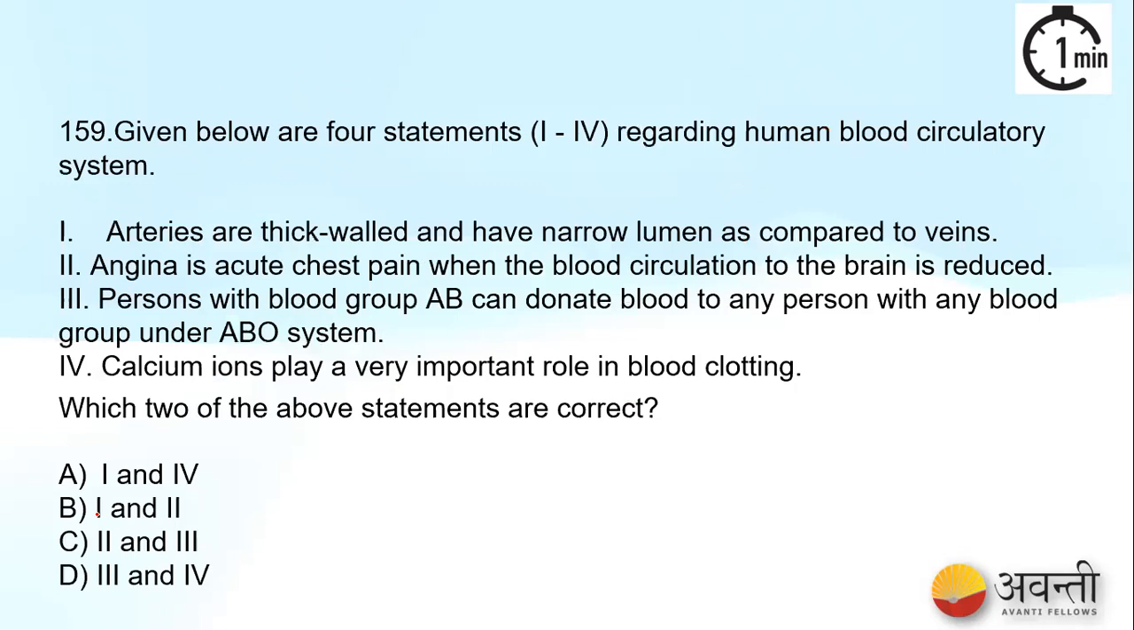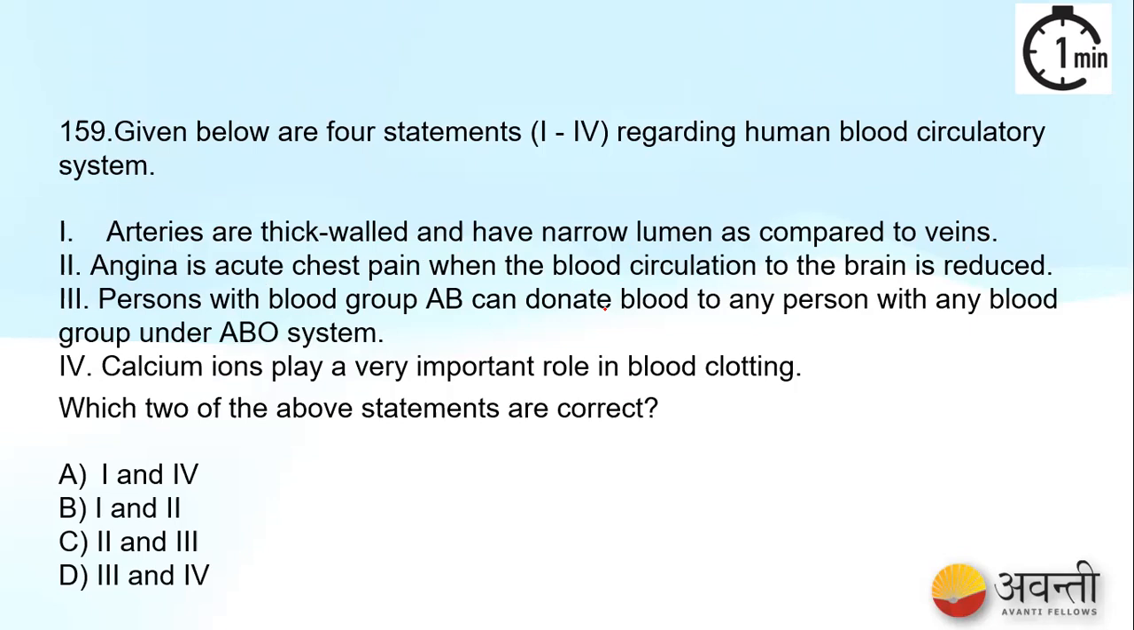Okay, so let's go to the next question. Given below are 4 statements, 1 to 4, regarding the human blood circulatory system. Our first statement is arteries are thick-walled and have a narrow lumen as compared to veins. Angina is an acute chest pain when the blood circulation to the brain is reduced. Persons with blood group AB can donate blood to any person with any group under the ABO system. Calcium ions play a very important role in blood clotting. Which two of the above statements are correct? Now we have the options 1 and 4, 1 and 2, 2 and 3, and 3 and 4.